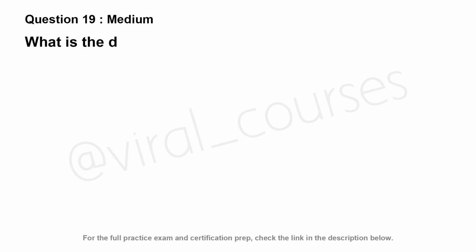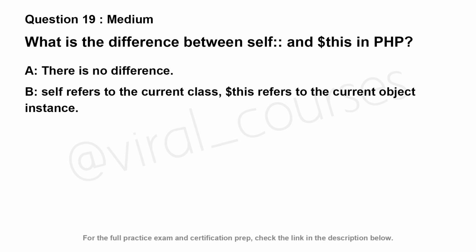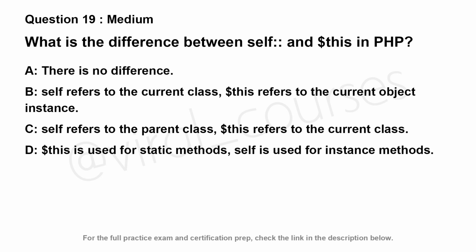What is the difference between self and $this in PHP? Option A, there is no difference. Option B, self refers to the current class. $this refers to the current object instance. Option C, self refers to the parent class. $this refers to the current class. Option D, $this is used for static methods. Self is used for instance methods.